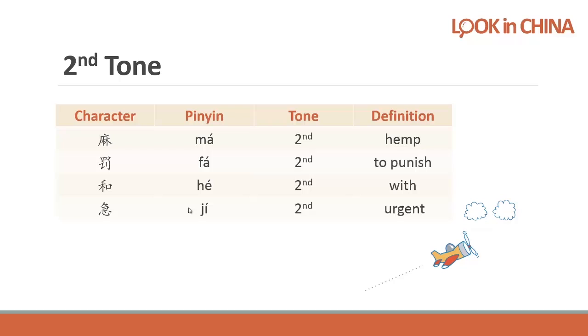Ma. Let's read these syllables together, starting with the first one. Ma. Fa. He. Ji.